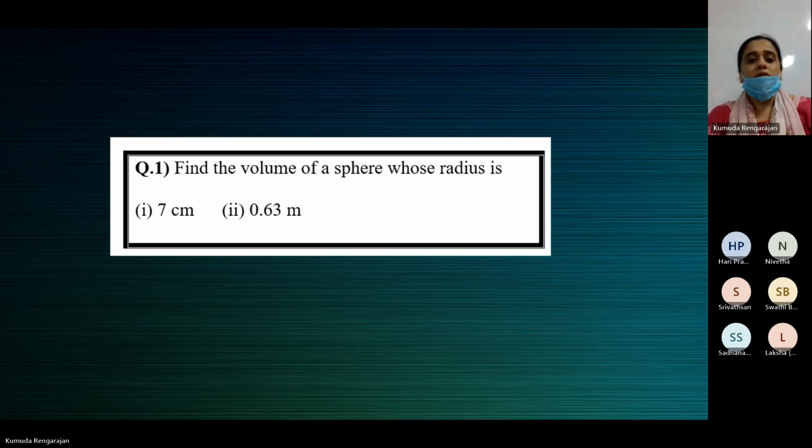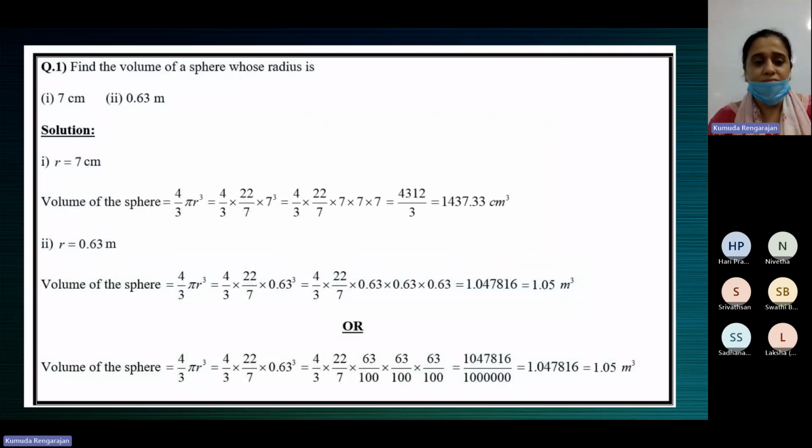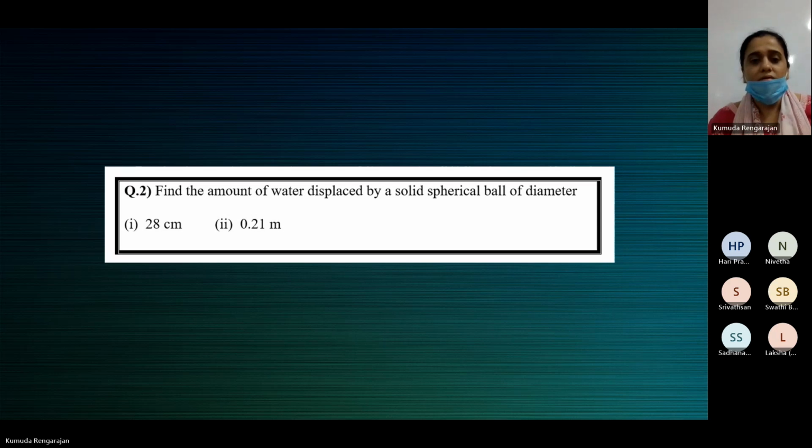Okay. Now see this question. Find the volume of a sphere whose radius is given to you. So you just have to substitute the value into 4/3 pi r cubed, and r will take the value 7.63, and that's it. Next: find the amount of water displaced by a solid spherical ball of diameter 28 centimeters. So again, it's about volume, the amount of water displaced.